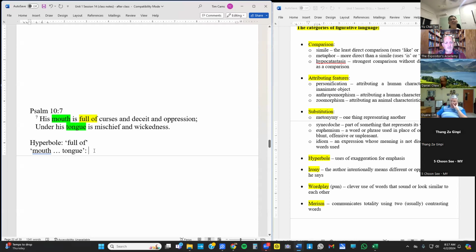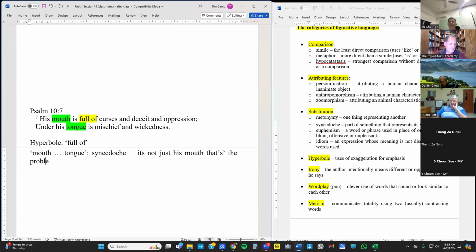Yeah, I mean, I would first see this as a merism, right? He doesn't just say his mouth or his tongue, he says both. But then obviously as well, it's not just his mouth or his tongue that's doing this, right? The idea of perhaps synecdoche, the whole person. It's not just his mouth that's the problem. Of course, Jesus later said, out of the mouth the heart speaks.